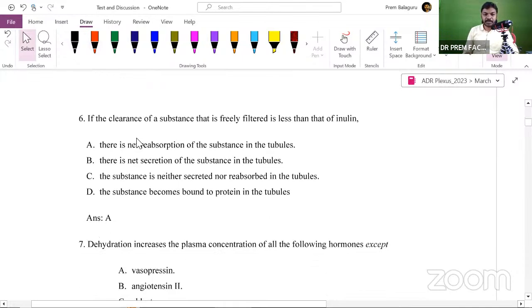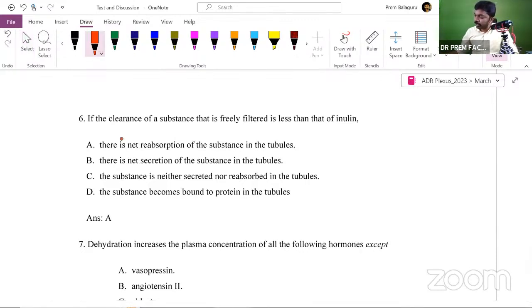Coming to question number 6. If the clearance of a substance that is freely filtered is less than that of inulin, what happens? There is going to be net reabsorption of the substance in the tubule. I hope you get this point. Now, inulin clearance will give us the rough estimate of glomerular filtration rate, and that's going to be 125 ml per minute.